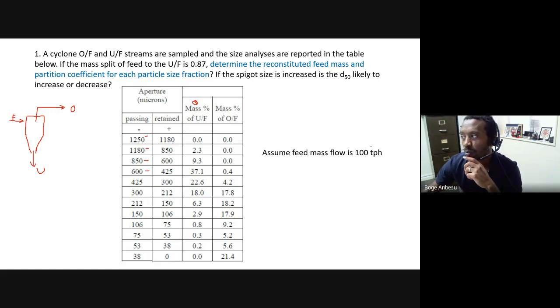ስለዚህ 100 ቶን ፐር አወር ከሆነ የጀመርንበት ፊዱ፣ በተሰጣችሁ ኢንፎርሜሽን አንደርፍሎ ስንት ቶን ፐር አወር ነው፣ ኦቨርፍሎ ስንት ቶን ፐር አወር ነው የሚሆነው። ጀስት ምንም ነገር ሳታደርጉ እሱን ካልኩሌት ማድረግ ትችላላችሁ። መጀመሪያ እንዴት ነው ማድረግ የምትችሉት?